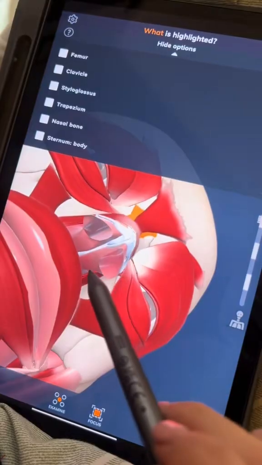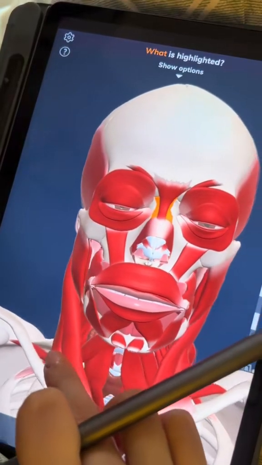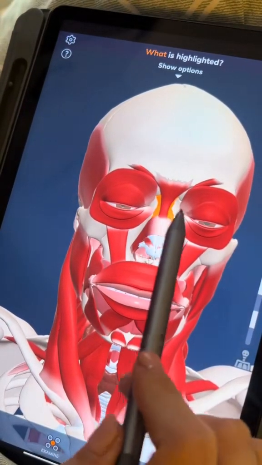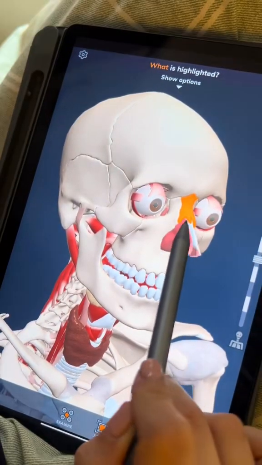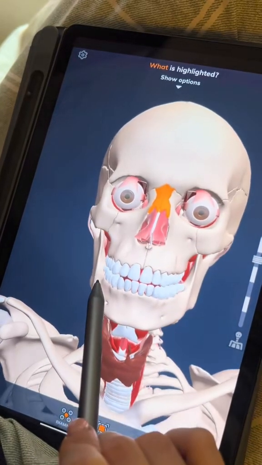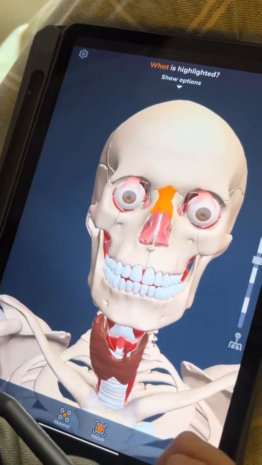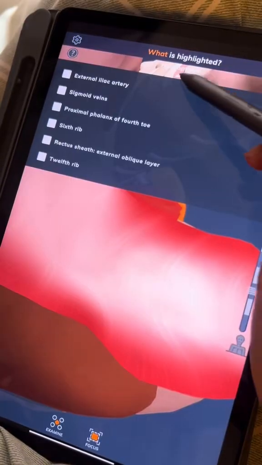Correct. Ooh, a bone of the face. So this bone definitely has something to do with the nose. Here's the bony part, the part of our nose, and then it moves into the more cartilaginous part of our nose. So this would be our nasal bone. Yes, it is.